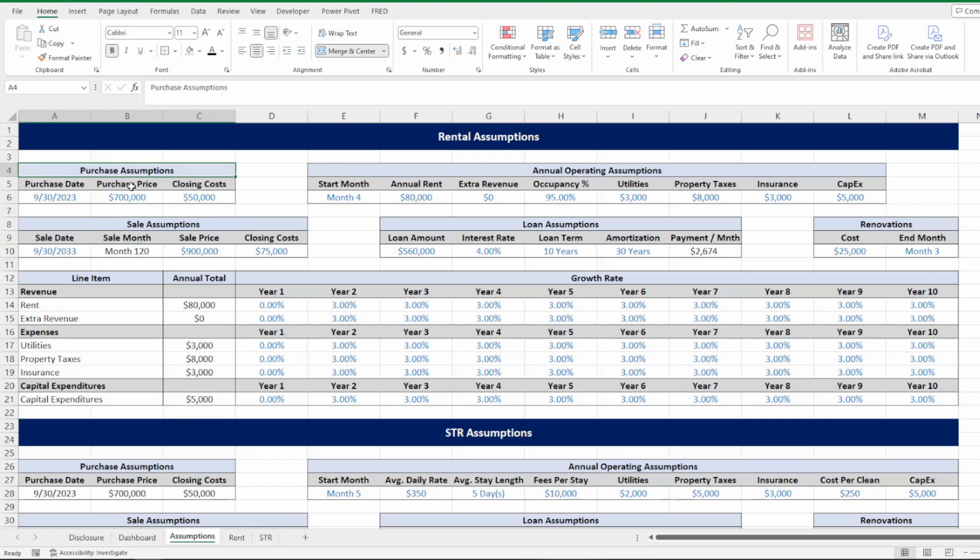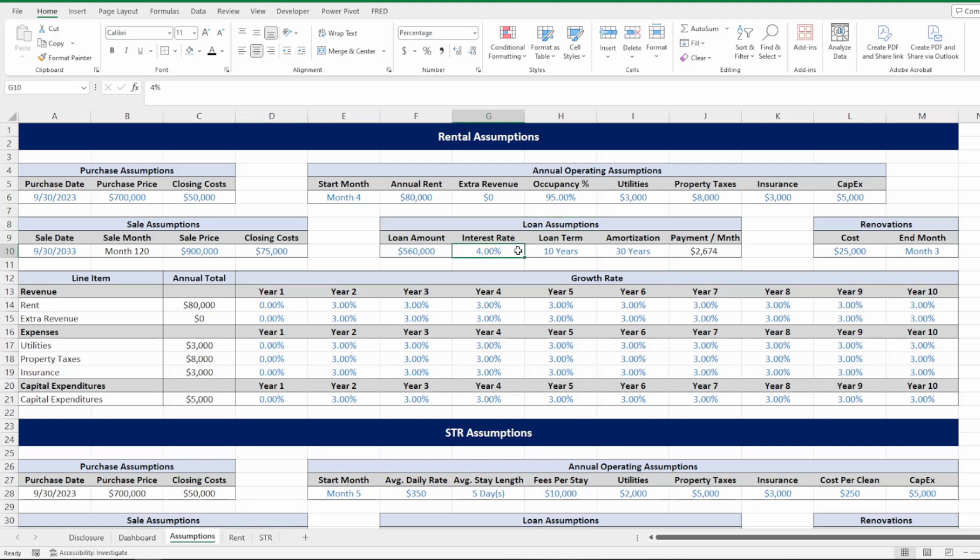So here you can see we have purchase assumptions. That's where you can enter in your purchase date, purchase price, and any closing costs or loan origination costs. Sales assumptions, this is where you can put in when you're planning on selling and what you're planning on getting for it. Obviously, further out you go in this market, there's really no telling what you're going to get, but we shall see. We have your loan assumptions, so you can enter in the loan amount, interest rate.